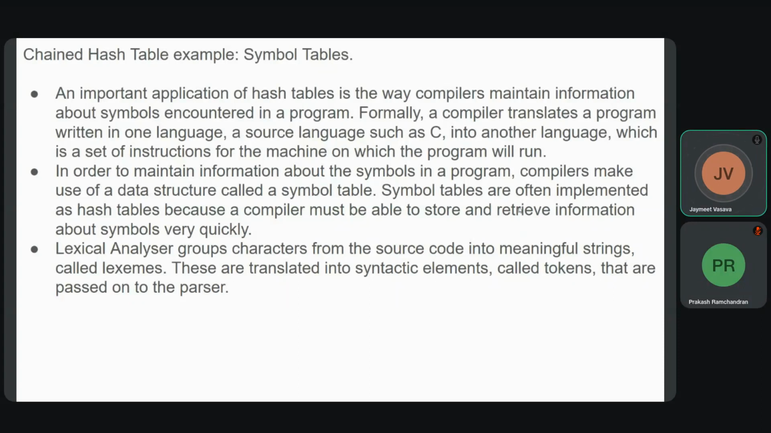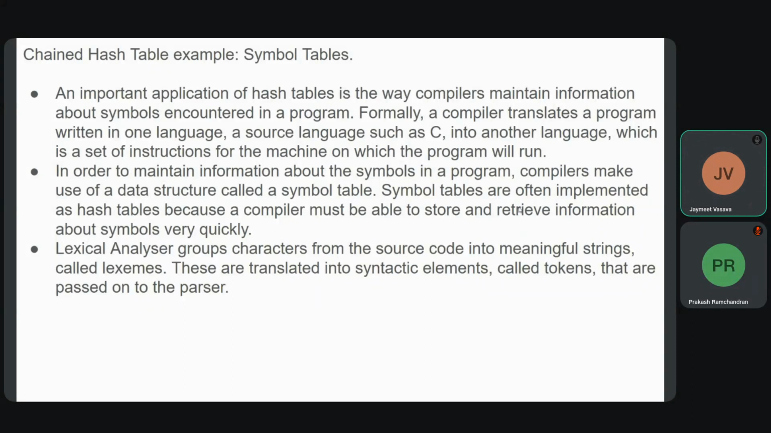An important application of hash tables is the way compilers maintain information about symbols encoded in a program. Formally, a compiler translates a program written in a source language such as C into another language, which is a set of instructions for the machine on which the program will run. To maintain information about the symbols in a program, the compiler makes use of a symbol table. Symbol tables are often implemented as hash tables because a compiler has to store and retrieve information as quickly as possible.